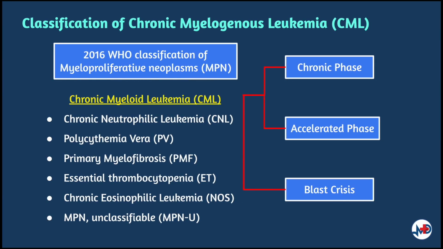CML is an entity classified by the WHO under myeloproliferative neoplasms. It is then further divided into a few phases: chronic phase, accelerated phase, and blast crisis. We'll be exploring the progress of CML through the different phases and what significance these phases have in clinical practice.